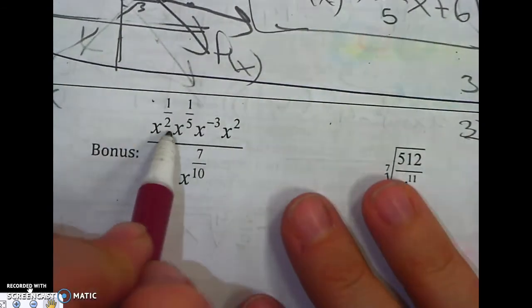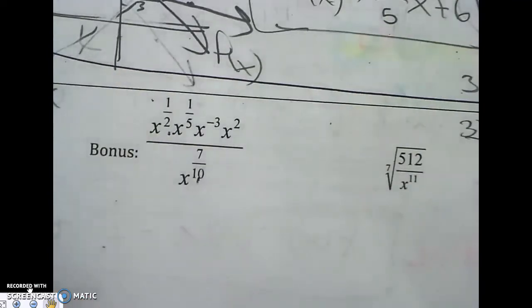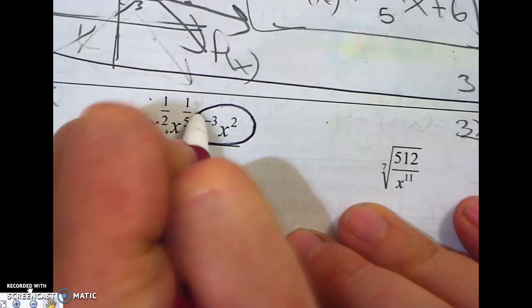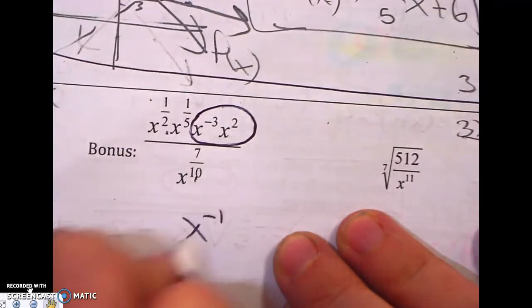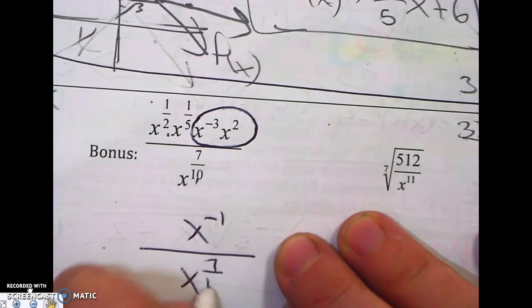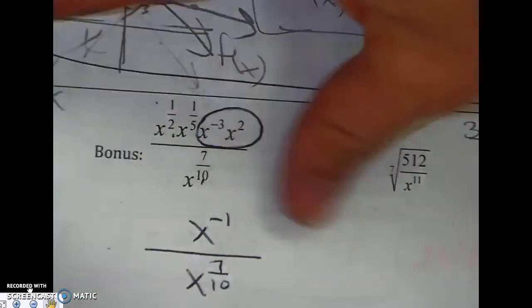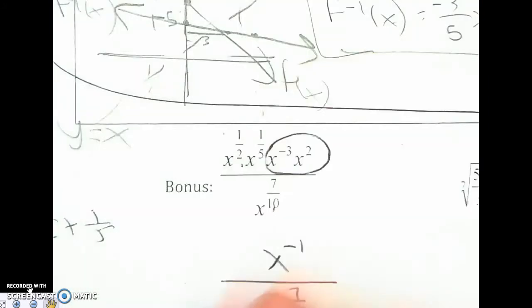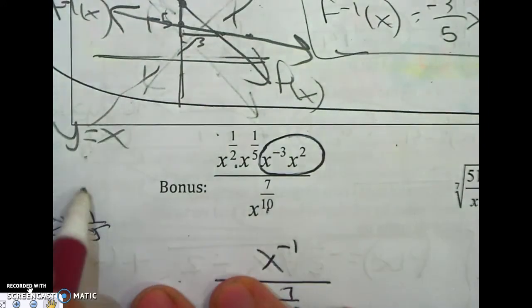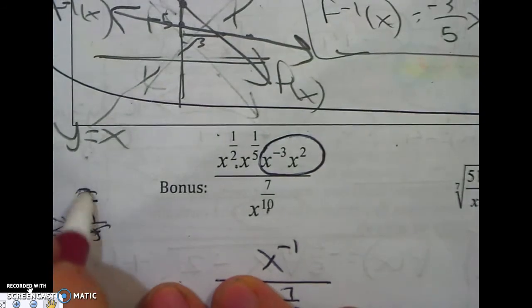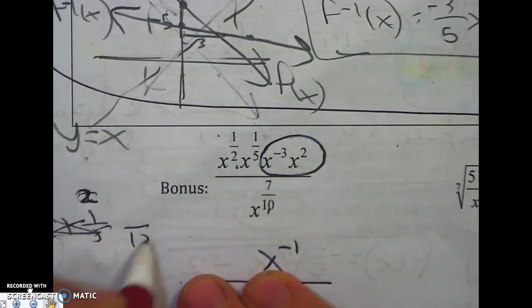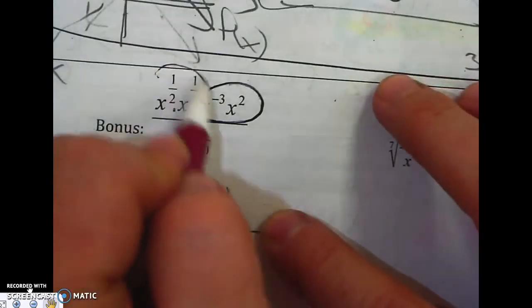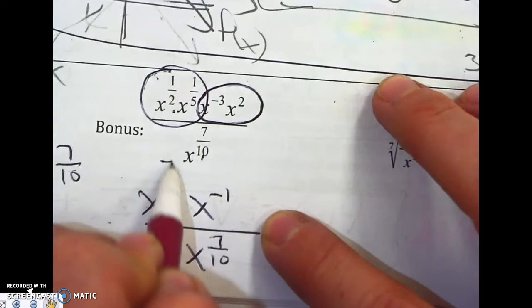On the top, there's fractions on the top, fractions on the bottom, whole numbers. Okay, I'm going to take care of it one at a time. So for me, negative 3 plus 2 is negative 1. I'll keep the 7/10 on the bottom. And then I'm going to come over here and I'm going to add 1/2 plus 1/5. Remember the trick. Multiply. Multiply. Multiply. So it's 7/10. And so then that means when I add these two, I'm getting x to the 7/10.